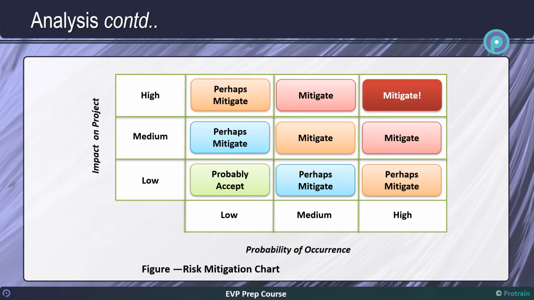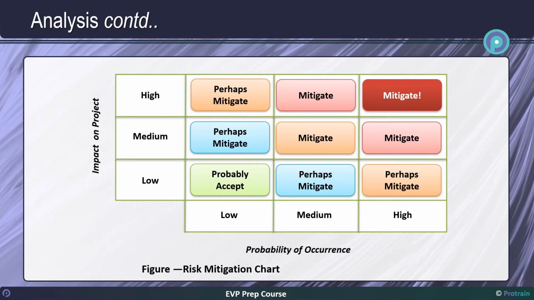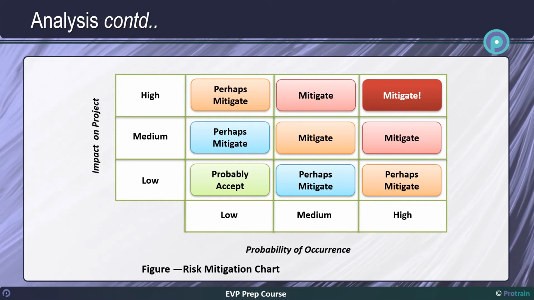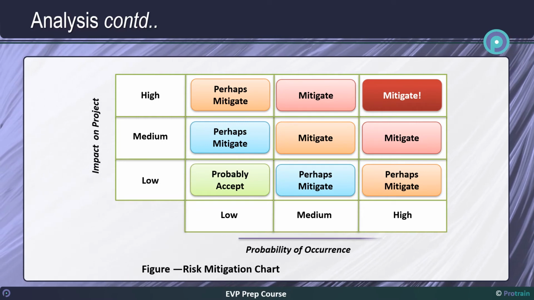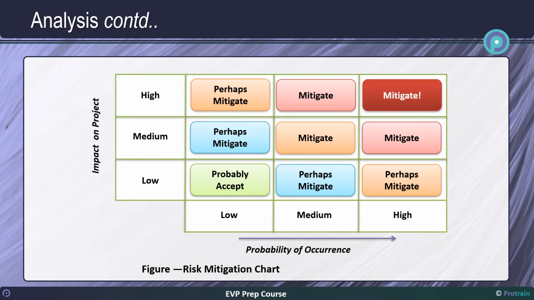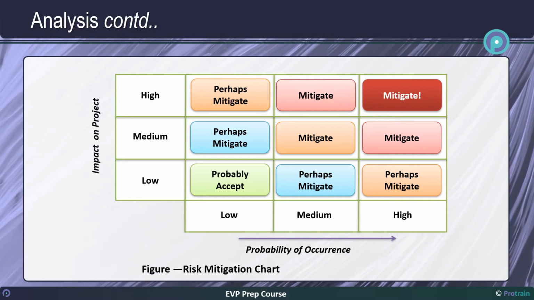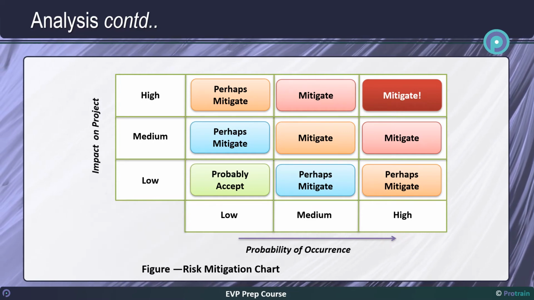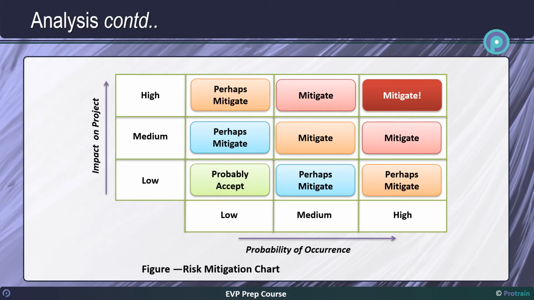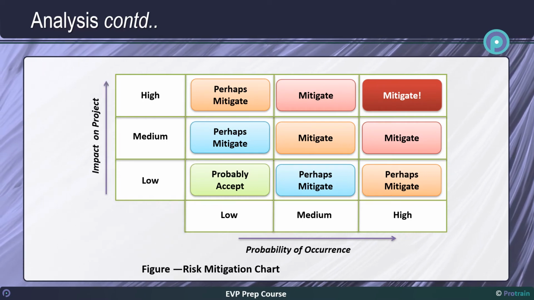On the x-axis we have probability of occurrence. As we go from left to right, the probability of occurrence increases, from low to high. Similarly, on the y-axis we have impact on project. As we go from bottom to top, the impact due to occurrence of the risk on the project increases.